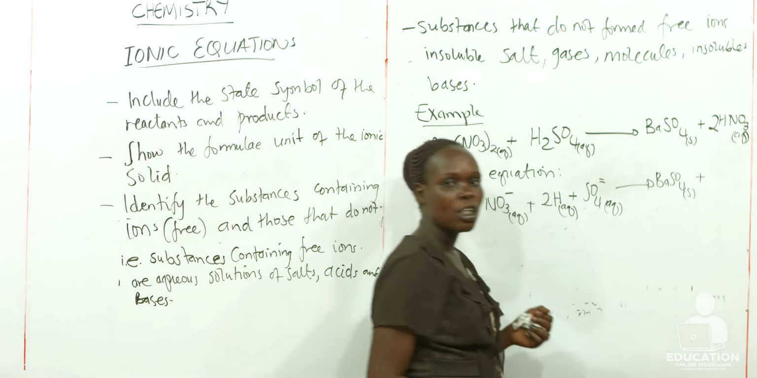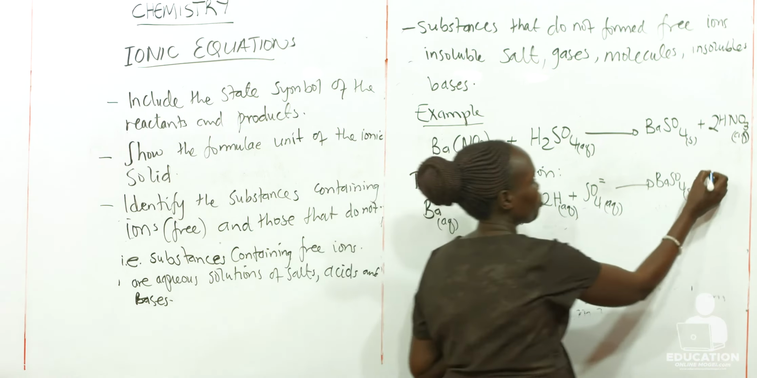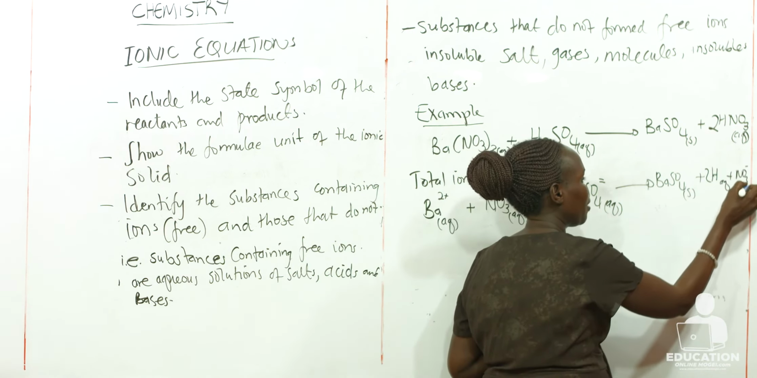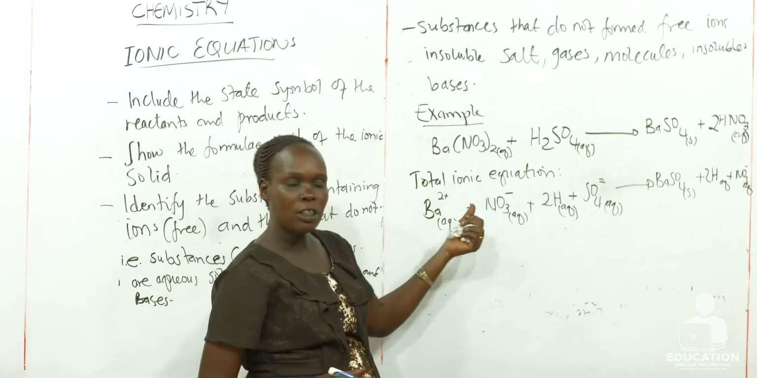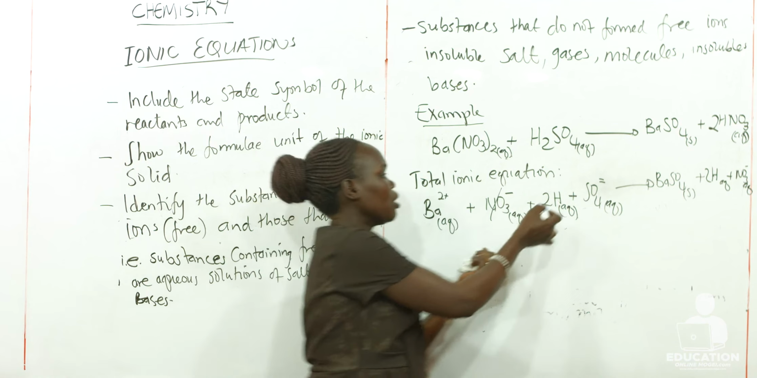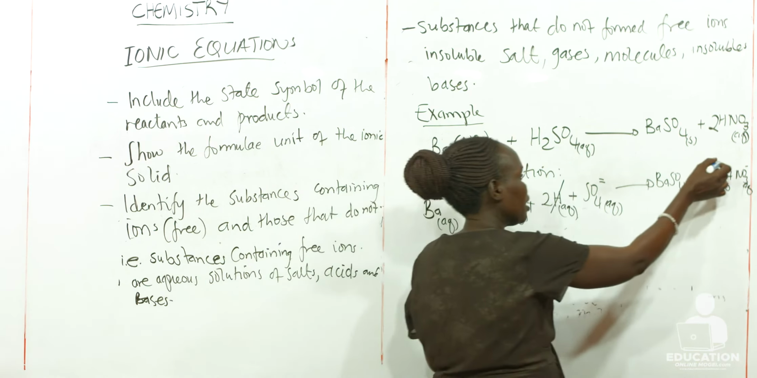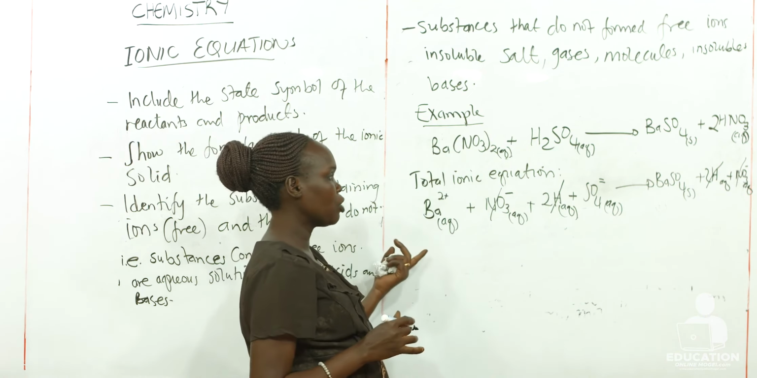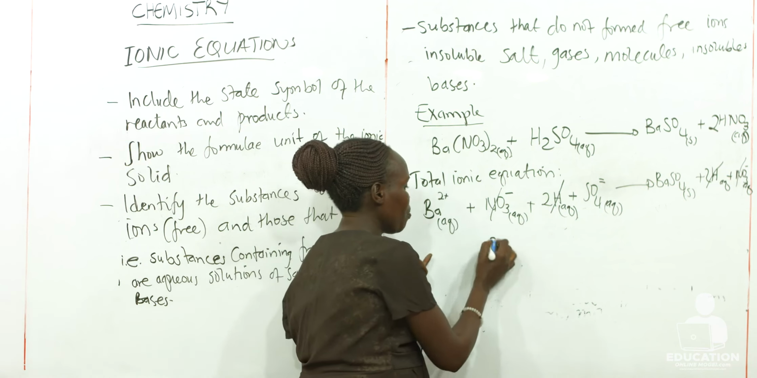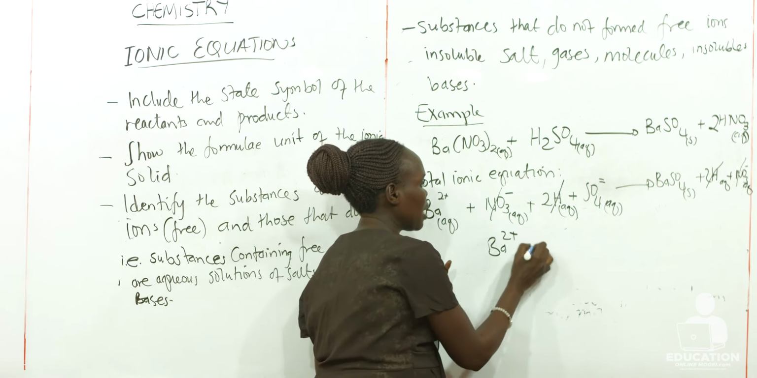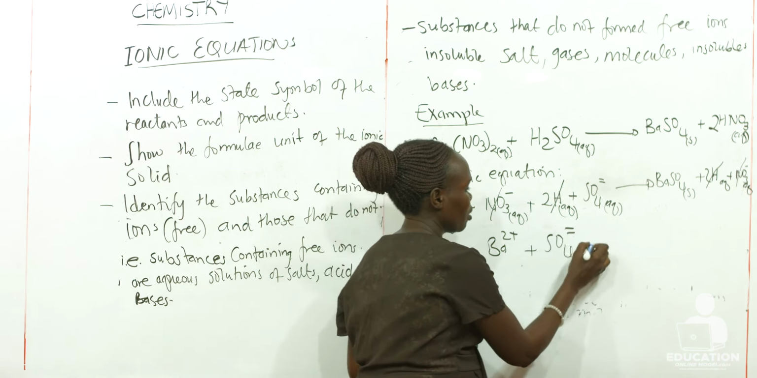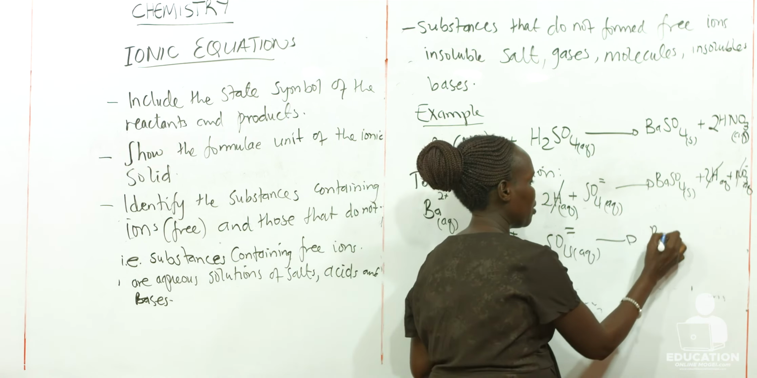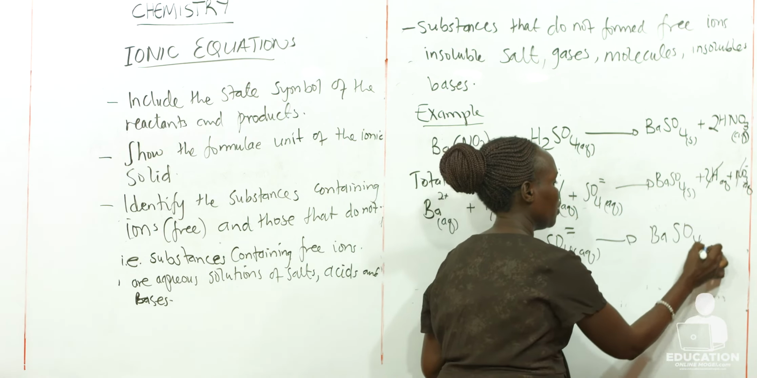So we shall have hydrogen ion, aqueous, plus nitrate, aqueous. What cancels out, which is known as the spectators, is nitrate and hydrogen. When you come to this side, we shall have nitrate and hydrogen. Those are considered as spectators. So the net ionic equation will be barium plus sulfate giving us barium sulfate, which is a solid.